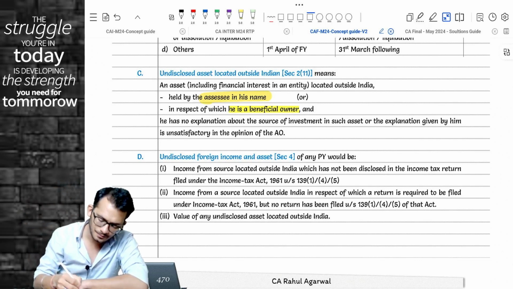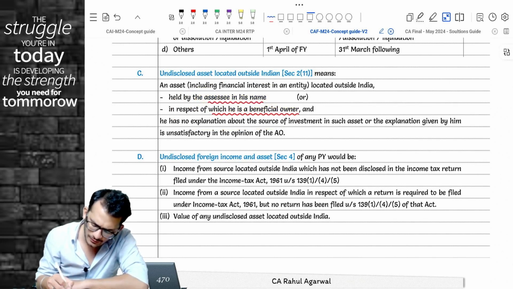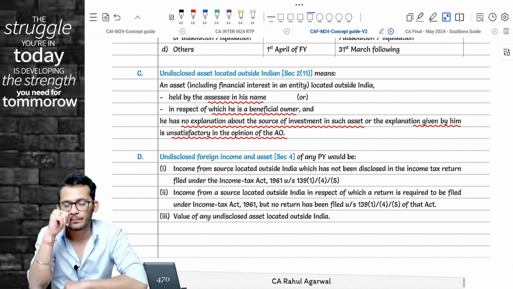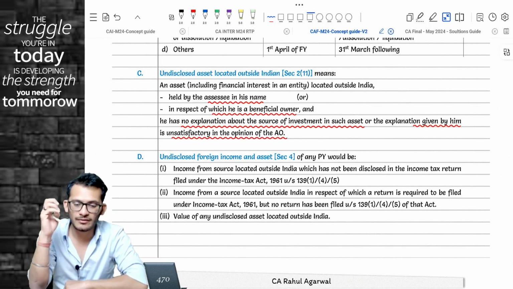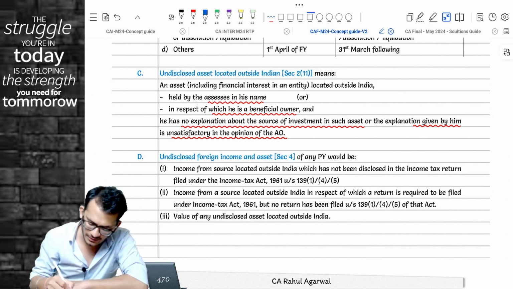So they're saying an asset, including a financial interest in an entity located outside India, which is held by the assessee in his name, or in respect of which he is a beneficial owner, and he has not given any explanation about the source of investment in such asset, or the explanation given by him is unsatisfactory in the opinion of the AO. We have learned the same line somewhere, in the chapter called unexplained income.